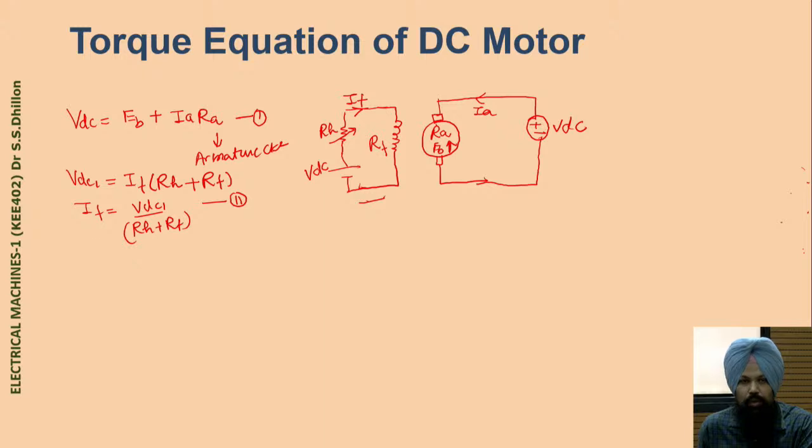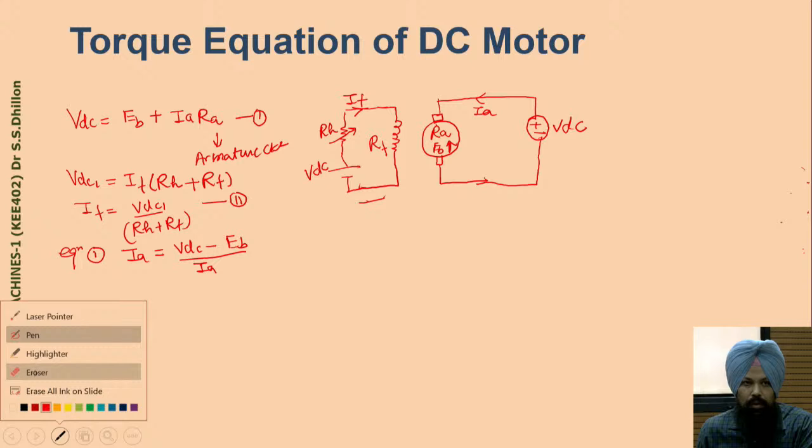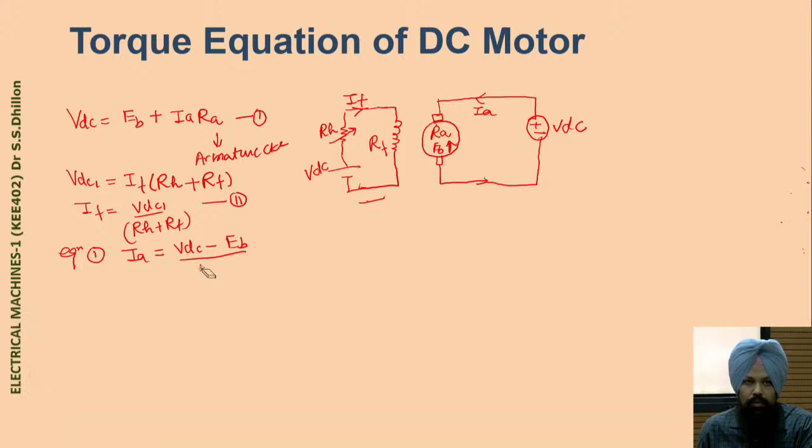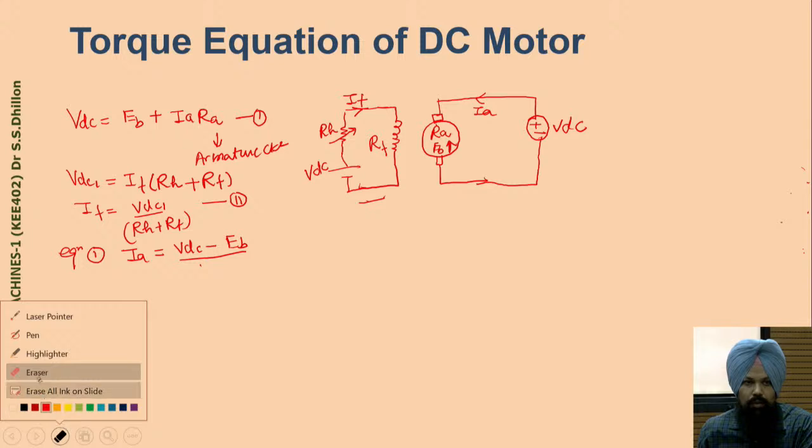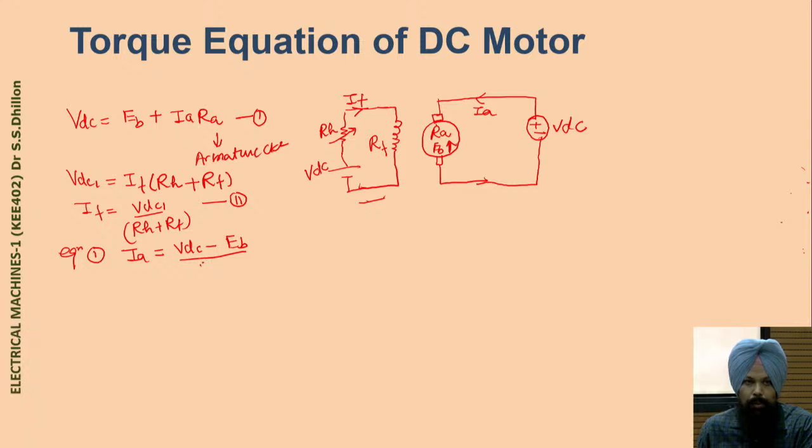This is equation number 2, and from equation 1 we have the armature current, Ia equals VDC minus Eb divided by Ra, where Ra is the armature resistance. Now you can see over here we have the armature current in this manner.